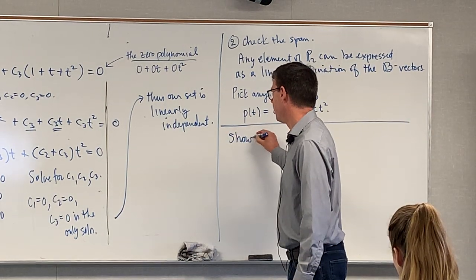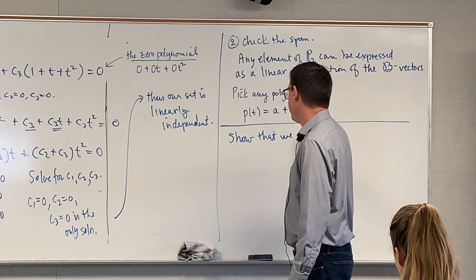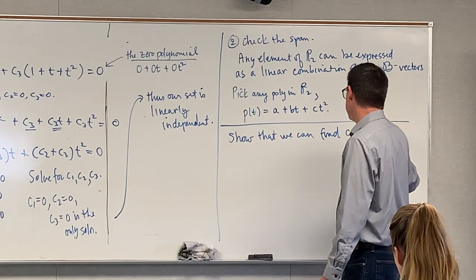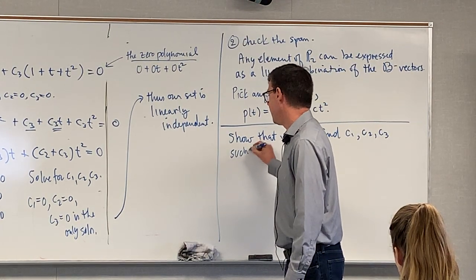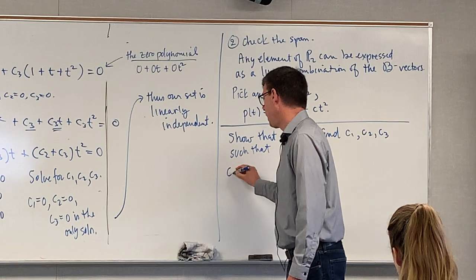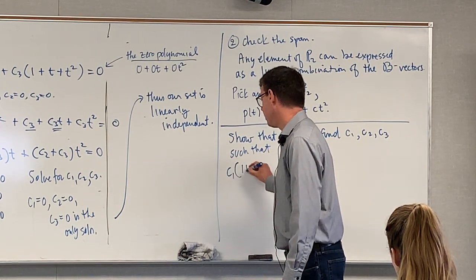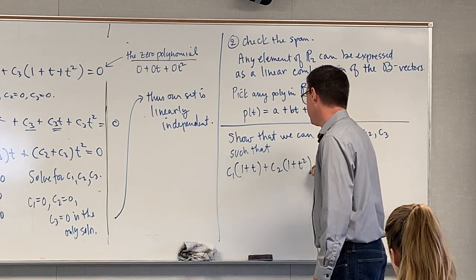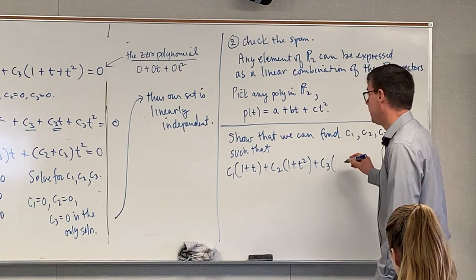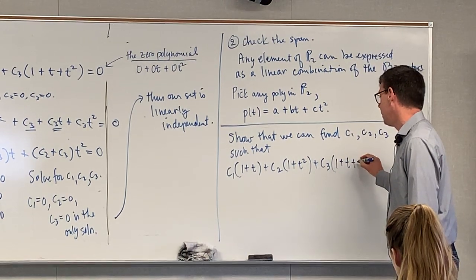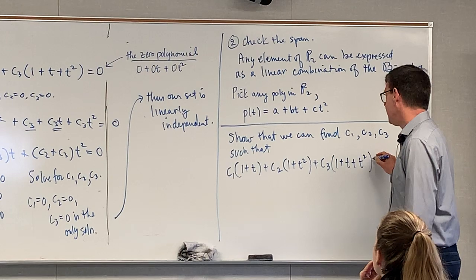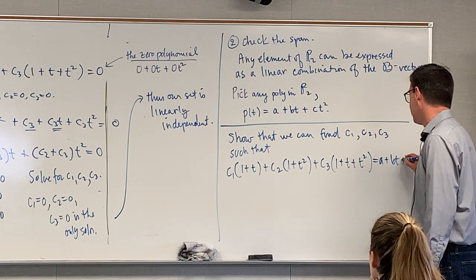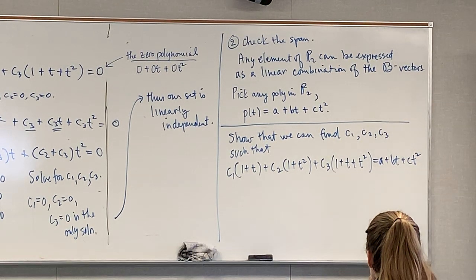Show that we can find c1, c2, c3 such that c1 times 1 plus t plus c2 times 1 plus t squared plus c3 times 1 plus t squared is equal to this p(t), a plus bt plus ct squared. I'm not too far in the corner, right?